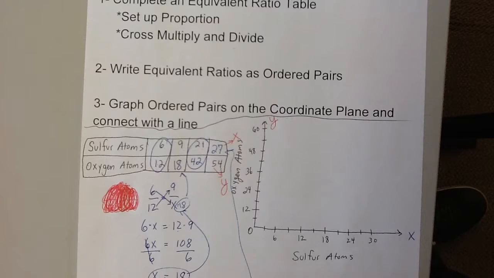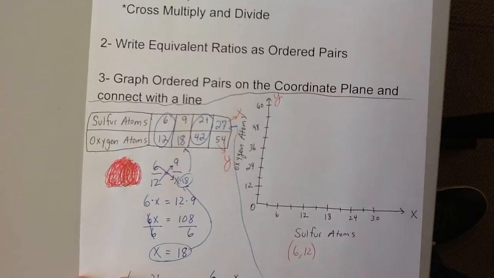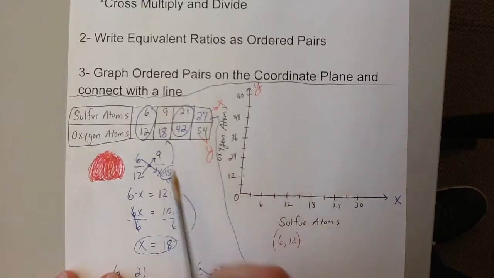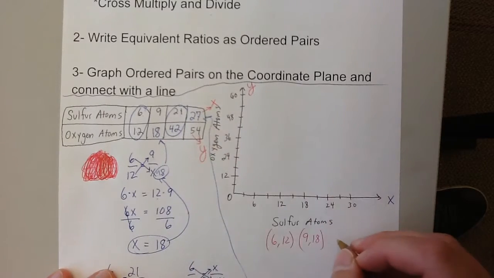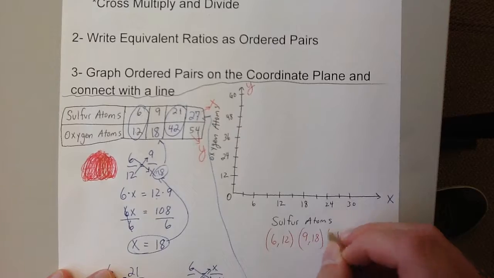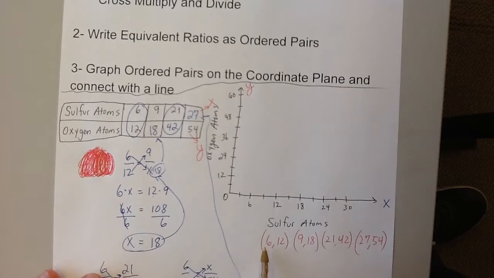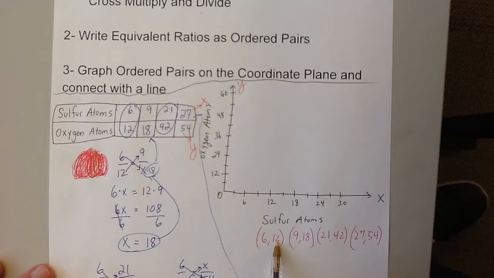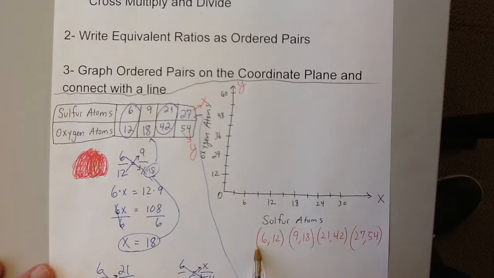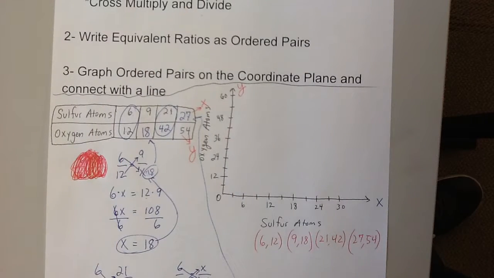Okay, so my ordered pairs, I have (6, 12). That's one ordered pair. I have (9, 18), (21, 42), and (27, 54). Okay, those are ordered pairs. The first number in the ordered pair is the x value. The second number in the ordered pair is the y value. There's a comma between the x and y value, and it's put in parentheses. That's how you write the ordered pairs. So that's task 2. Task 3 is to graph these ordered pairs.